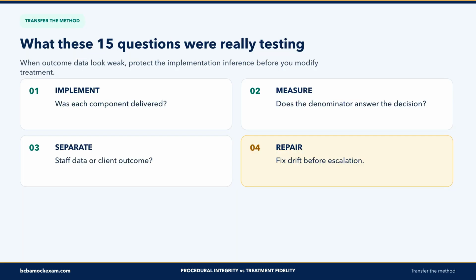Across these 15 questions, the durable move is to protect the inference. Measure whether the programmed components occurred, repair drift, separate staff performance from client outcome, and only then interpret effectiveness or modify treatment. Procedural integrity and treatment fidelity may overlap in ordinary language, but the stem's measurement target and next decision determine the best answer.